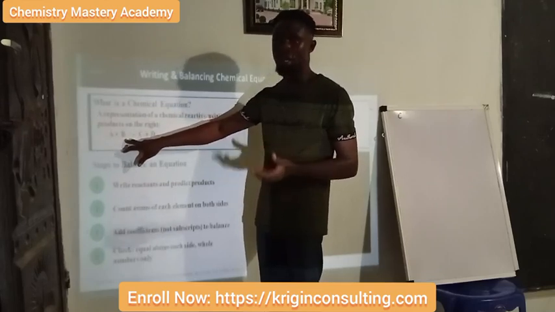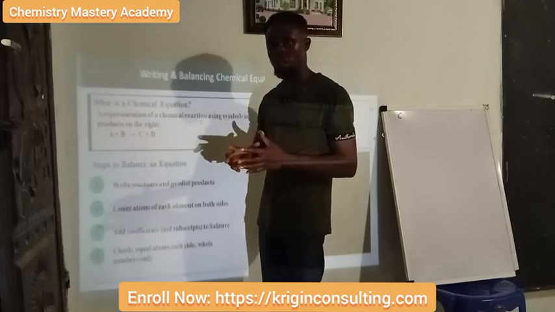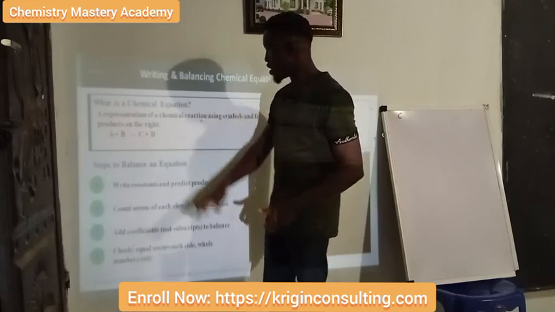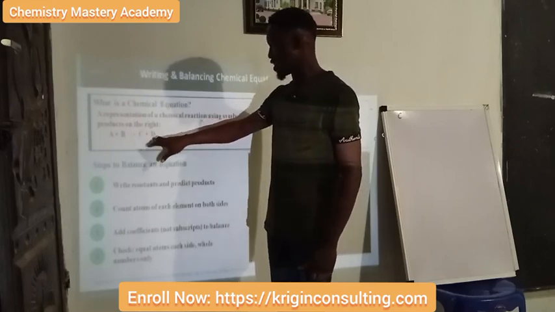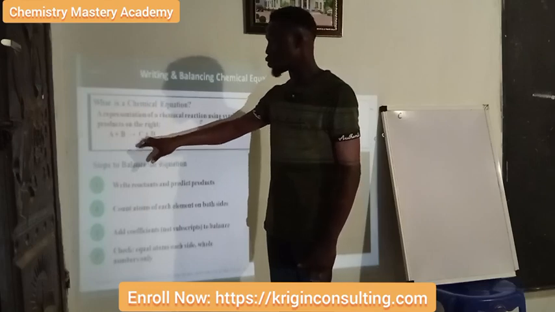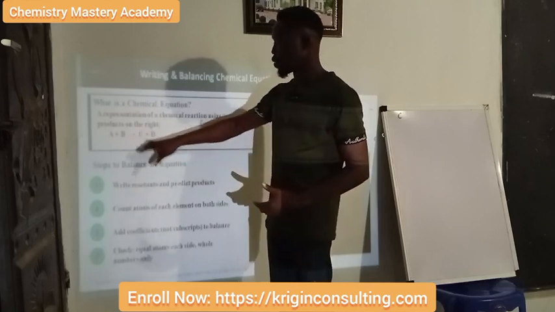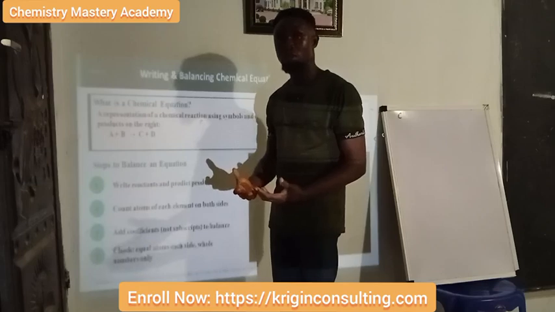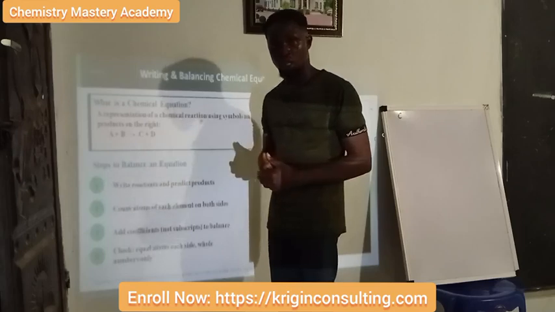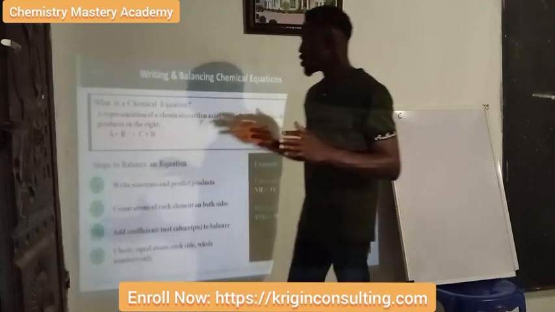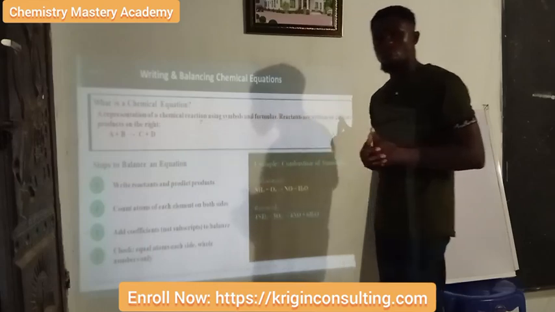Why do we call it reactant? Because they are the ones reacting with each other. They are the ones being mixed together. Then we have C, a product, and D, a product. Why do we call them product? Because they are the ones that are formed when you mix A and B together. Now, that's for chemical equation.